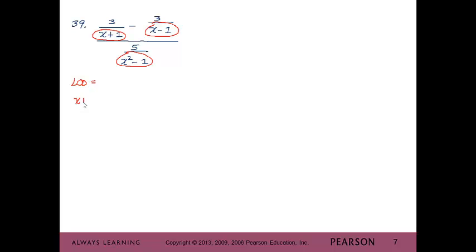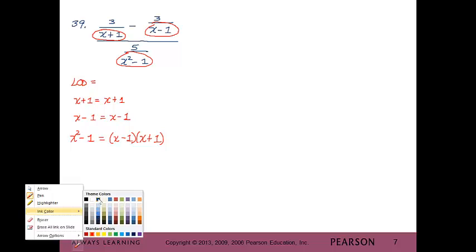So the factor of x plus 1 is just x plus 1. And then the factor of x minus 1 is just x minus 1. And then the factors of x squared minus 1, well, that is x minus 1 times x plus 1. X squared minus 1 is a difference of two squares. Now we can start by writing the LCD.